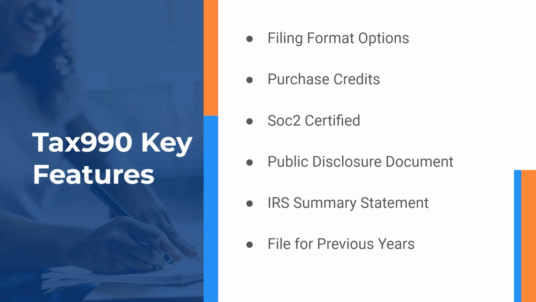Tax 990 does offer the option to file for the current and 2 prior years. So right now we support filing for 2023, 2022, and 2021. As soon as the 2024 forms are released from the IRS, we will stop supporting 2021 and will only support 22, 23, and 24. So again, we continuously support the current and 2 prior tax years for both the original filing and the amendment option.